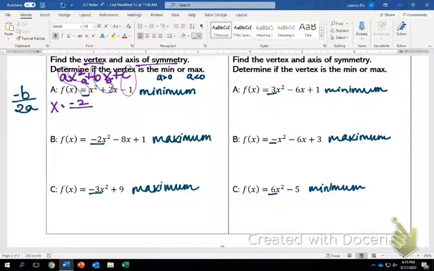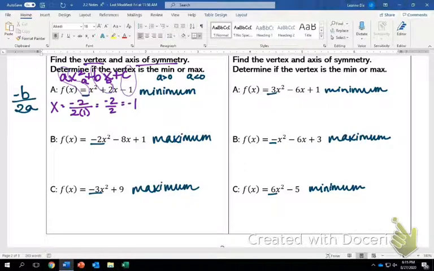X is going to equal negative 2. All right, remember, the formula already has the negative sign in it, as you can tell. So that's why I am making my negative, or my 2, negative, because the formula tells me to. So negative 2 over 2 times 1. So that's going to equal negative 2 over 2, which equals negative 1.